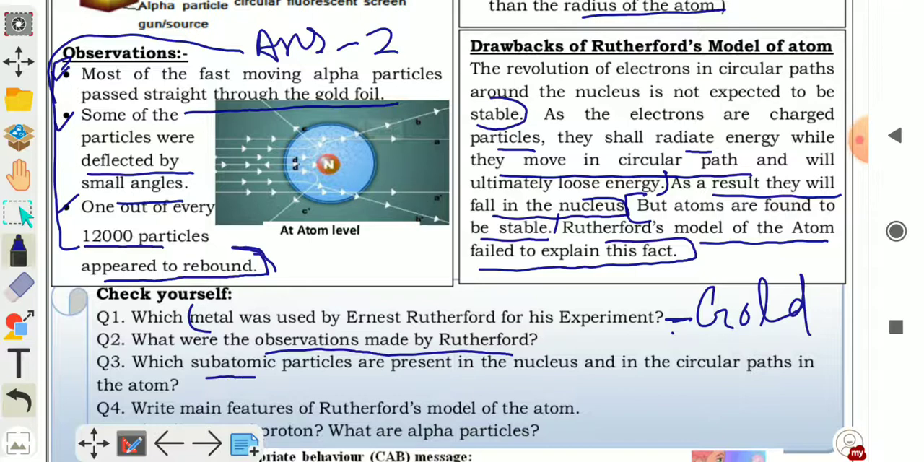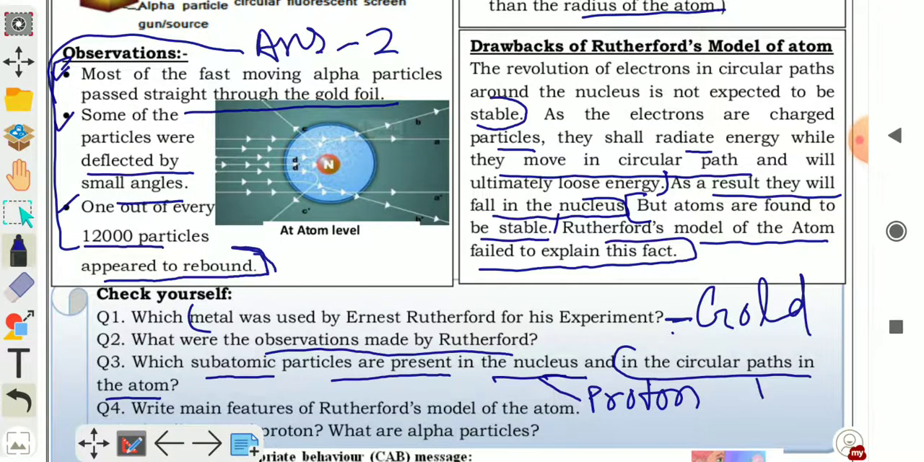Question number 3. Which subatomic particles are present in the nucleus and in the circular path in the atom? In nucleus, the subatomic particle is proton, and in the circular path of the atom, subatomic particle is electron.